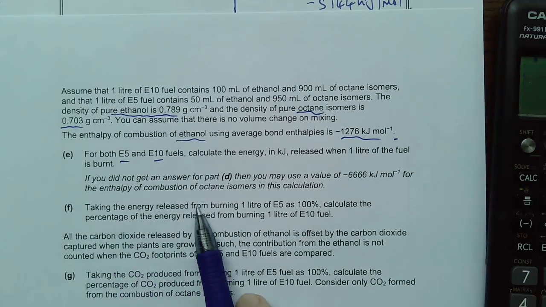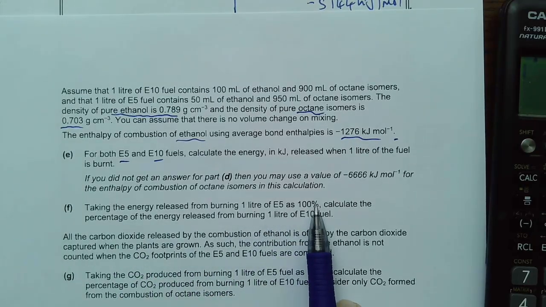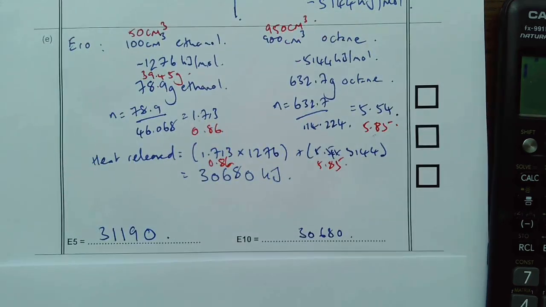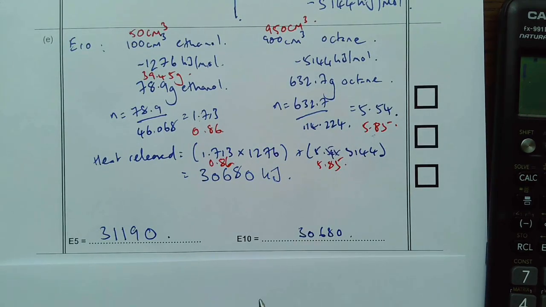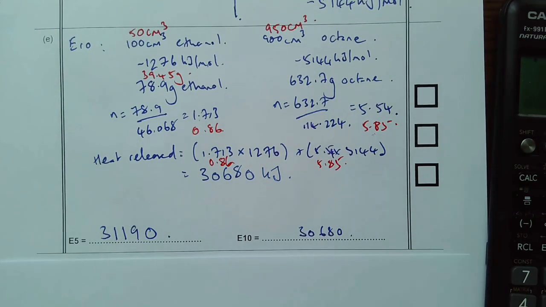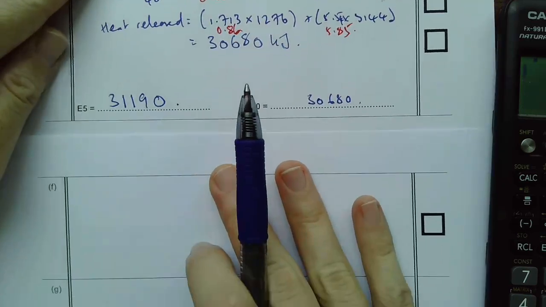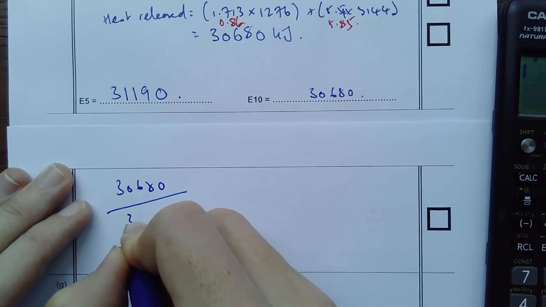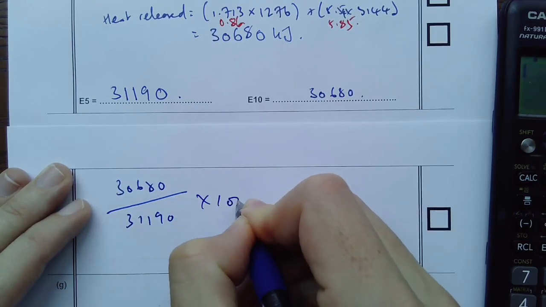Then, taking the energy released from burning 1 litre of E5 as 100%, calculate the percentage of energy released from burning 1 litre of E10. Fine. So, this is 100%. So what is this as a percentage of this? They don't come much easier than that. It is just going to be 30680 divided by 31190 times 100.